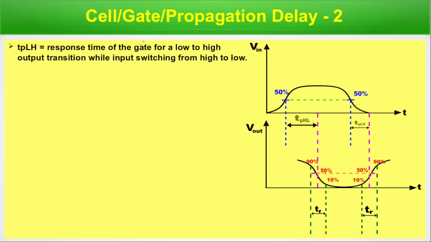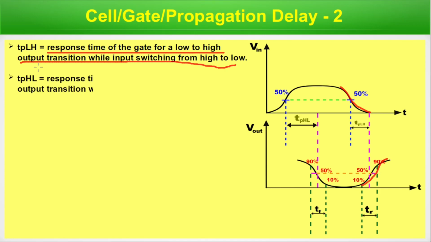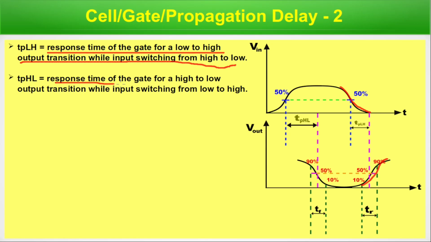Again, cell or gate or propagation delay. TPLH is the response time of the gate for a low to high output transition while the input is switching from high to low. That is, the input is switching from high to low, and at that time the output is transitioning from low to high. That delay is called TPLH. Another one is TPHL, the response time of the gate for a high to low output transition while the input is switching from low to high. The input is switching from low to high and the output is going from high to low.